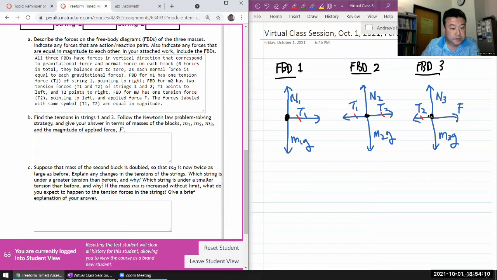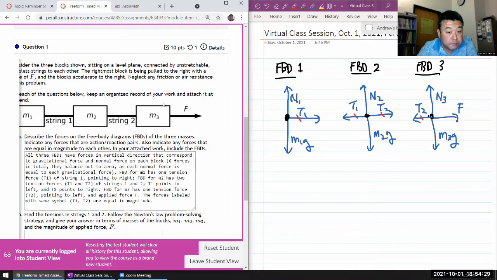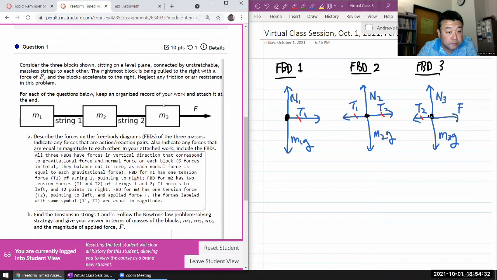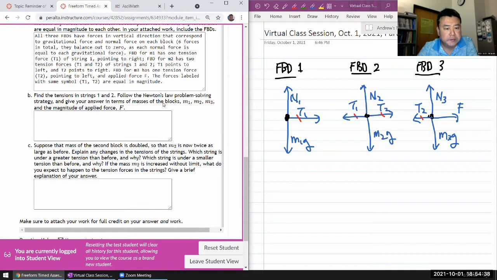Okay, find the tensions in strings 1 and 2, follow the Newton's law problem-solving strategy, and give your answer in terms of the masses of the blocks and the magnitude of applied force F. Did I tell you the acceleration? Oh, all right. I do know the first step. Okay, maybe I can do it without knowing the acceleration. Let's give it a try.